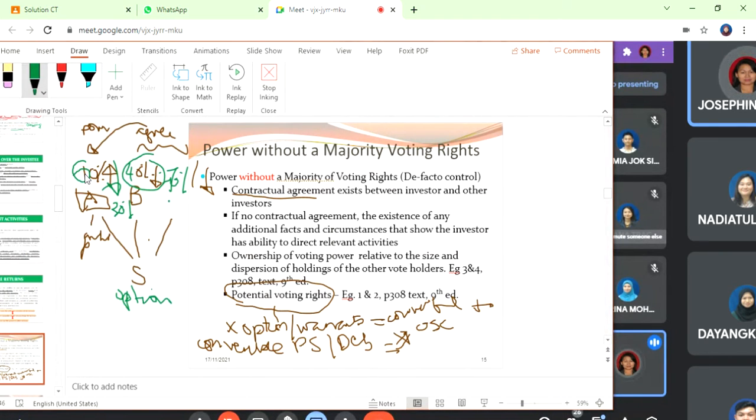But if this company decided to exercise the option, then this is what will happen. The shareholding of A will reduce to 50%, and the shares held by this company will increase to 70%. So in this case, the parent is B. That is the effect of potential voting rights.